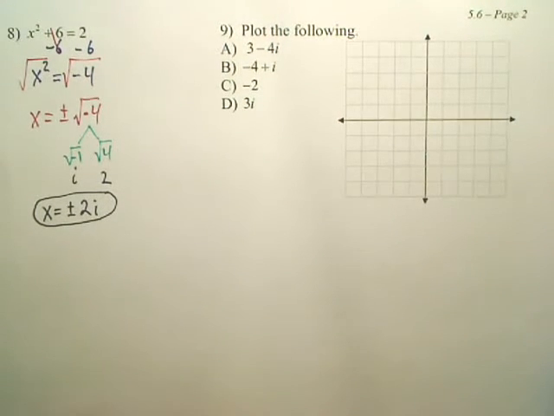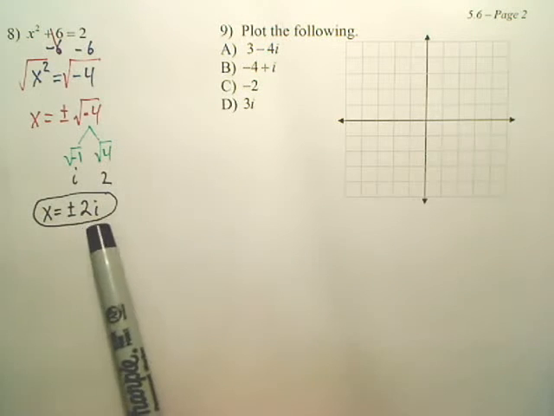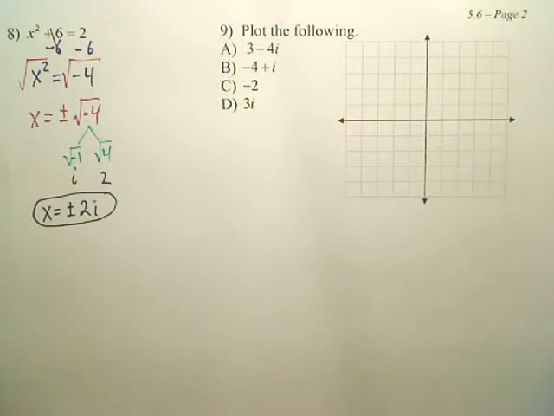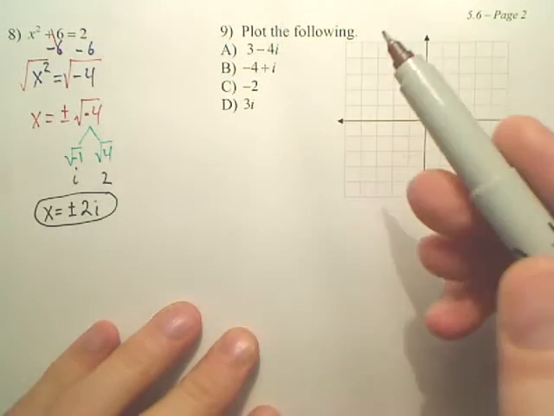That's an imaginary answer. You're going to start getting imaginary answers coming up all the time now. So be aware to put the i. Whenever you have a square root of a negative, put the i. Okay, you're going to like problem 9. Plotting these. It's pathetically easy.